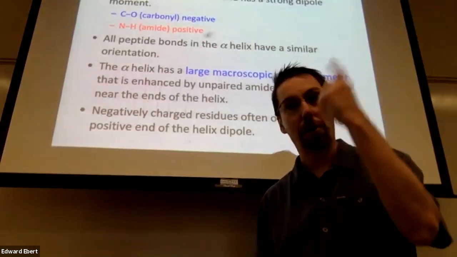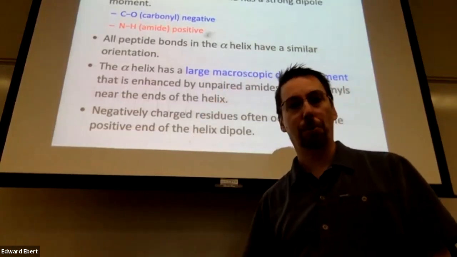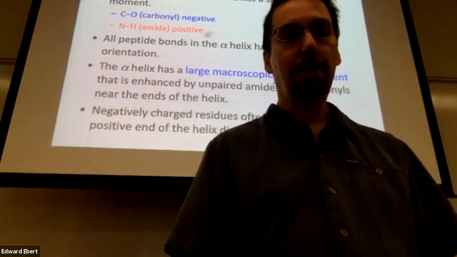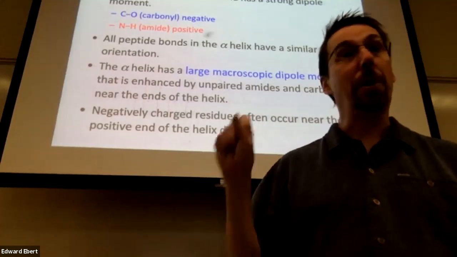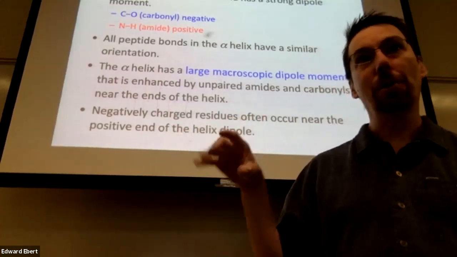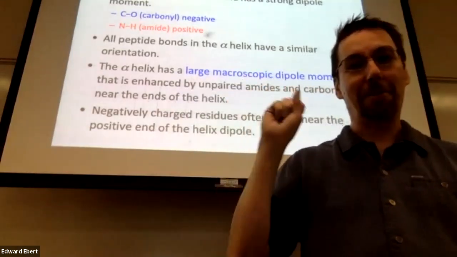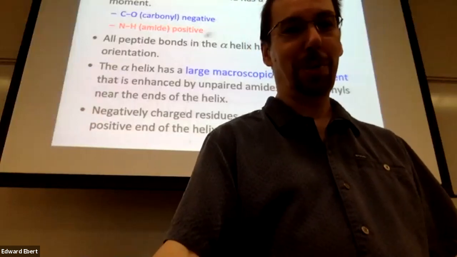moment. So in our alpha helical protein, we might have a negative pole and a positive pole. We kind of act like magnets in there. Right? So our negatively charged residues will often occur at the positive end of the helix dipole. We put them down there because they're more stabilized. And our positively charged ones would be at our negative end.